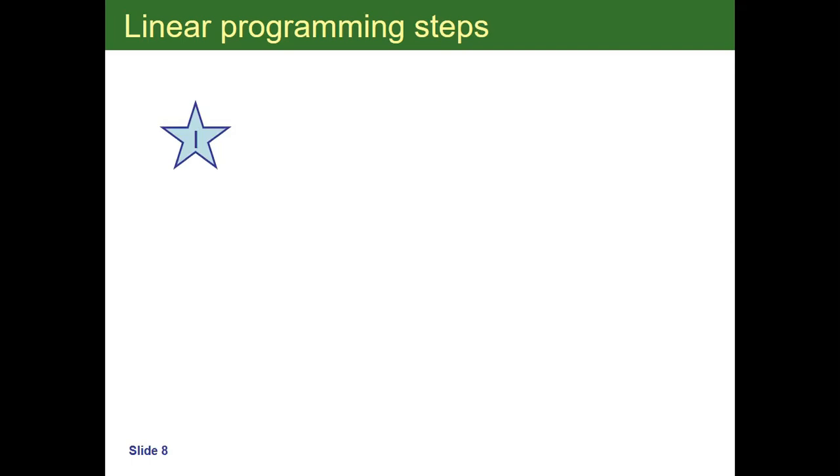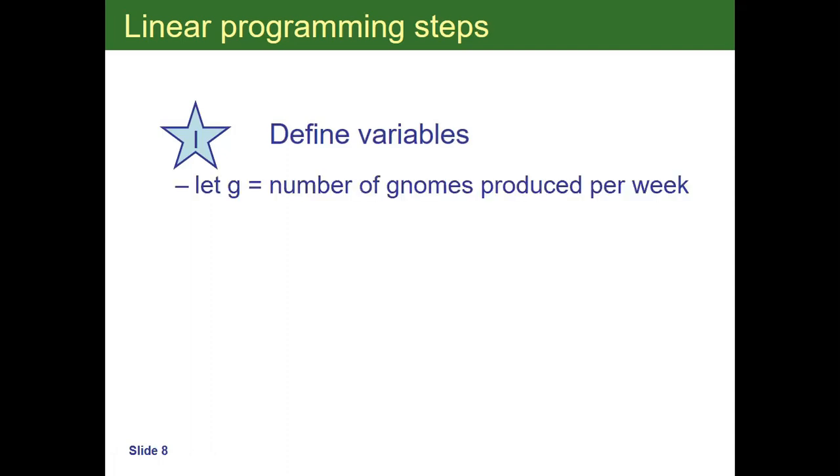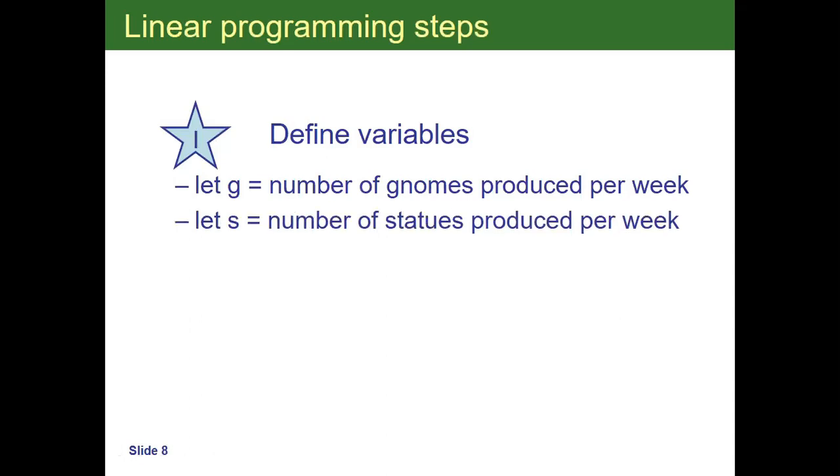Step number 1, define your variables. So what are your variables? For example, let G is number of gnomes produced per week. And pay attention, we are doing it per week. So the number of gnomes which we will make. And S is the number of statues which we are going to make. And K is your contribution per week. So these are your three variables you have to write down. Like G is the quantity of the gnome, S is the quantity of statue, and K is the contribution which you have to make. Okay.